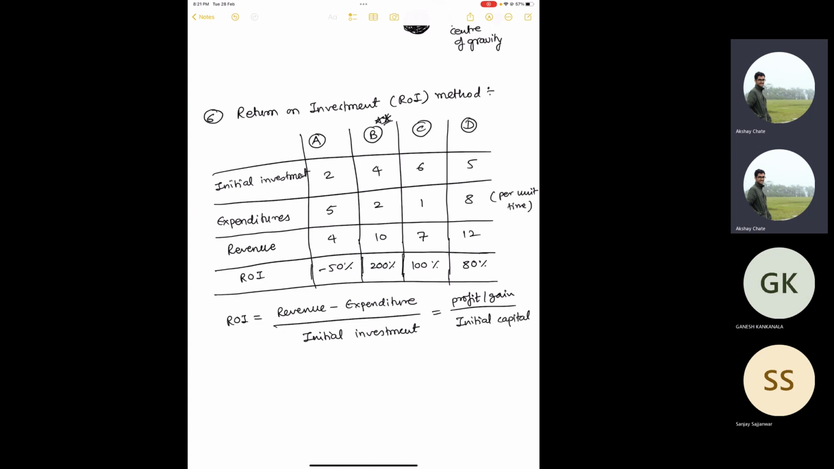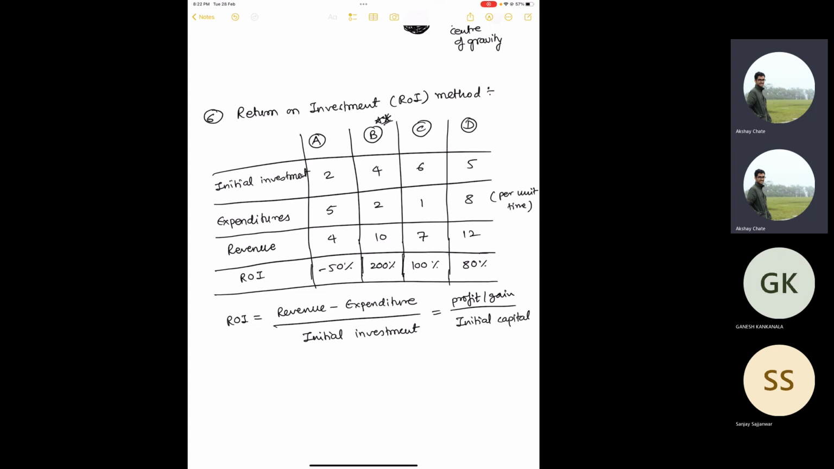Initial investment you can predict up to a good certainty, right? Because you know the land price there, you know the taxes, construction cost, all those things you can guess correctly. But when it comes to expenditures and revenue, things are tricky because these are variables, right? These are per unit of time. So we are taking this on an annual basis.